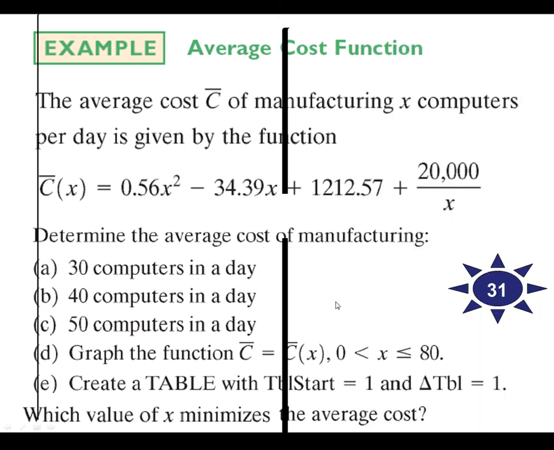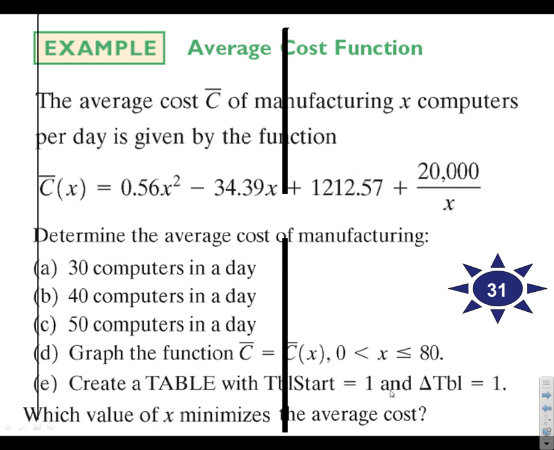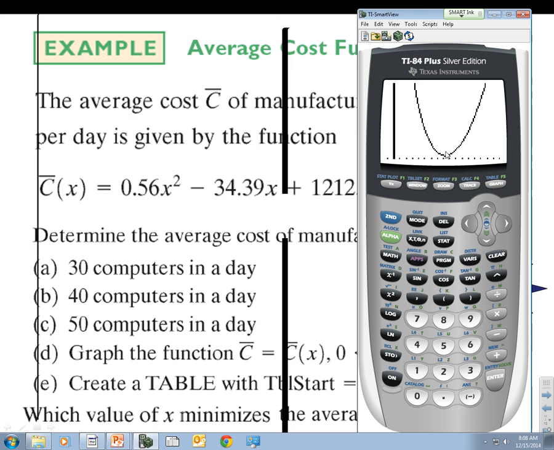And so, create a table with table start 1 and delta table 1. Which value of x minimizes the cost? I'm going to cross this out. I don't think we're going to want to start with a table start of 1. We're probably going to want to start closer to, I would say, 30. So table start, let's make it 30, counting by 1. We'll do auto.